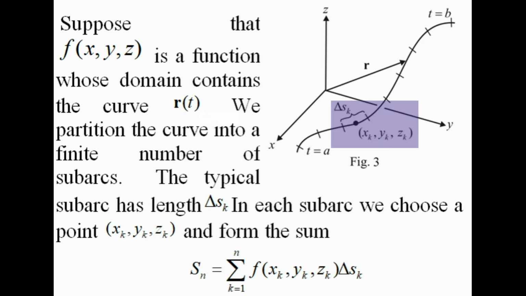That is, in each sub-arc delta sk, we choose a point triple xk, yk, zk and multiply delta sk with the value of the function f at triple xk, yk, zk, and there will be n such products. We find the sum of such n products and denote it by Sn equal to summation k equal to 1 to n f of xk, yk, zk times delta sk.